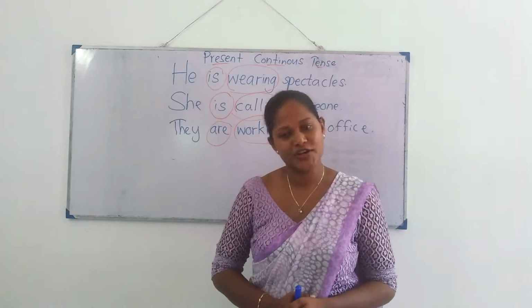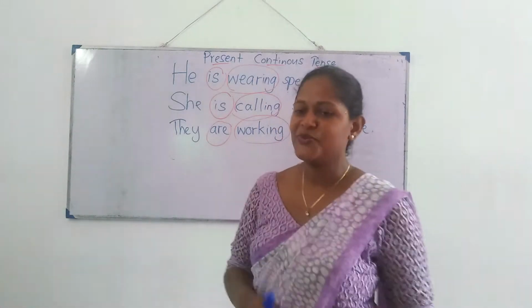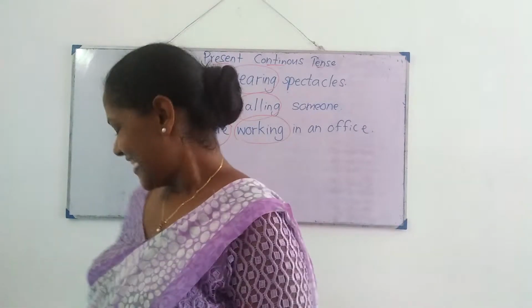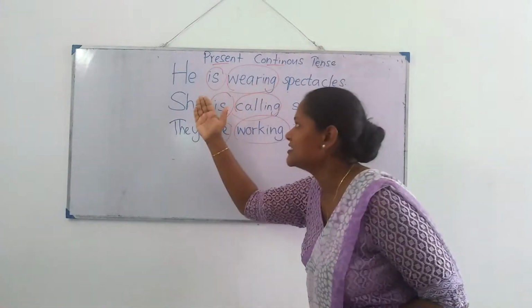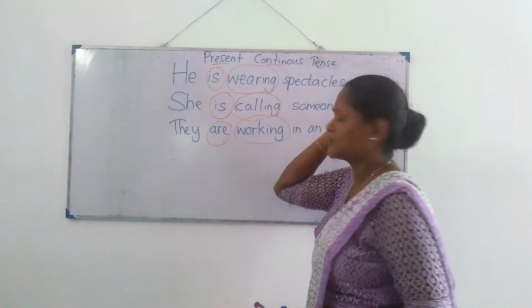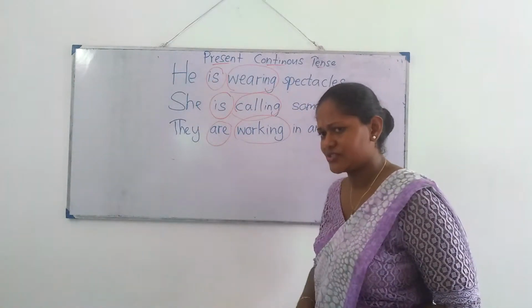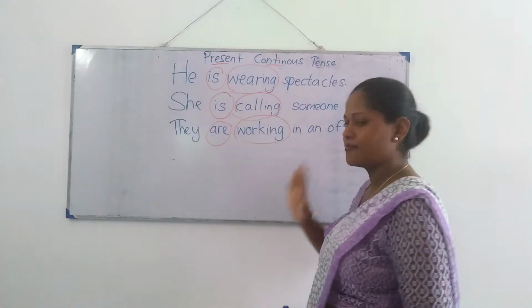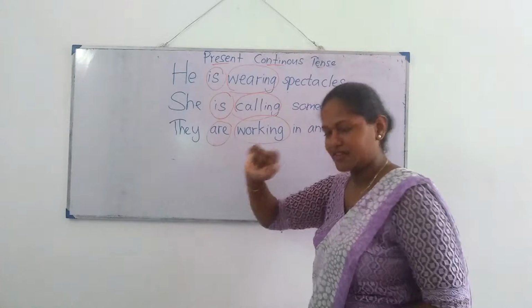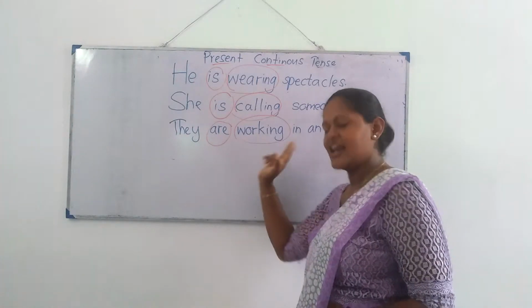We'll imagine that the students have done the work. Right, okay, good. Most of you have found it. Right, so we'll do it together. Now look at this sentence. In this sentence, he is wearing spectacles. Who is doing the action? Yes, he. Here, she is calling someone. She. Very good. In this one, they.